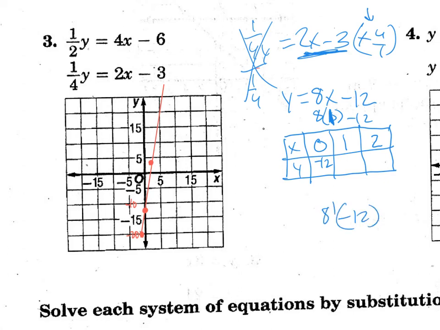Think of it like this, right? 8 plus minus 12. In other words, subtract them. Use the sign of the bigger number, right? So -4. And if I put a 2 in there, I get 8 times 2 is 16, minus 12 is 4.